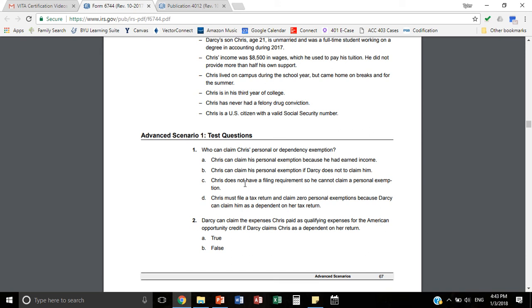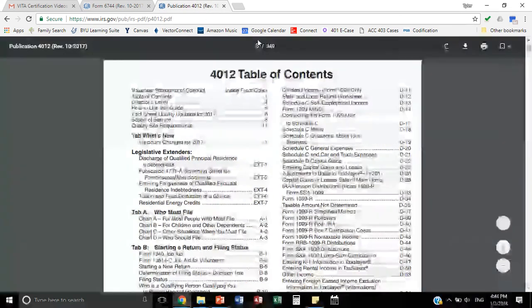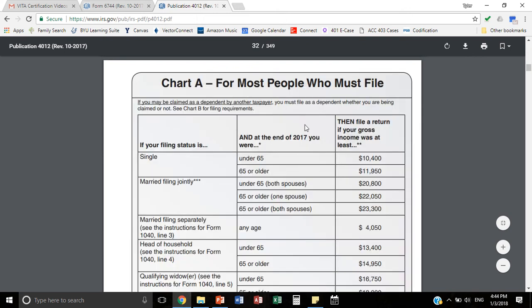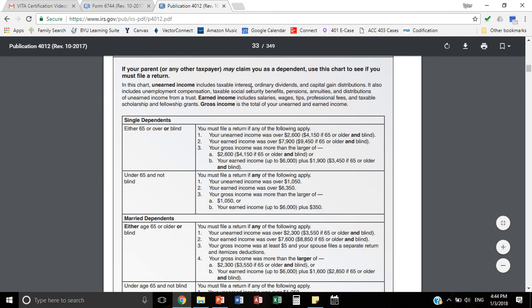So this question is, does he even have a requirement to file? Is that an obligation that he has? So we're going to go back to the table of contents of the publication 4012, and let's go back to this who must file. See if he even needs to file. So we're just going to scroll down a little bit. And it says, if your parent may claim you as a dependent, use this chart to see if you must file a return. So it sounds like what we're looking for.